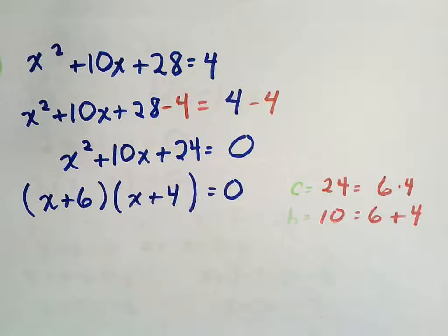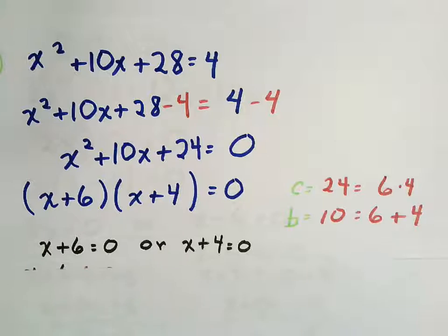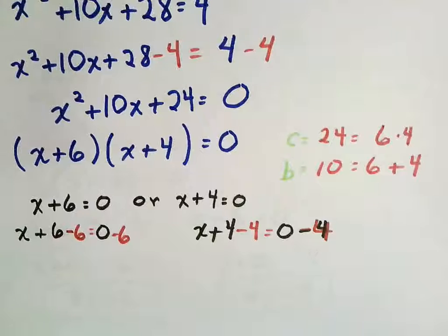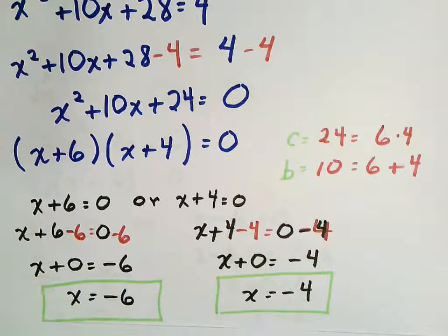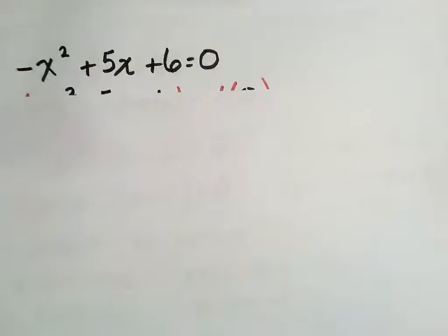See, 6 plus 4. So I put these terms in our two parentheses, the x plus the 6. Then we have the x plus the 4. I then set each factor containing a variable equal to 0. Here I undo adding 6 by subtracting 6. Undo adding 4 by subtracting 4. And when I get through, we're going to have x equals negative 6 and x equals negative 4 as our solutions. So here, let's look at another example.